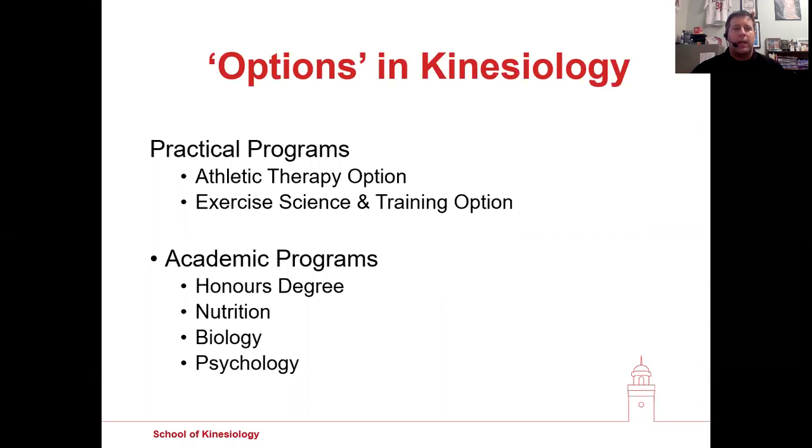So what we're going to do today is differentiate between what's a program option and what is an area of interest. How are they similar, but more importantly, how are they different? We'll go through the more formalized program options. We split them up into our practical programs, two of them being our athletic therapy option and our exercise science and training option. And then we have a number of academic program options, including the honors degree and our nutrition, biology, and psychology options. We'll give a little bit of description of what these are, more importantly talk about some of the courses, and if you're interested in pursuing one of these program options, how you go about it.